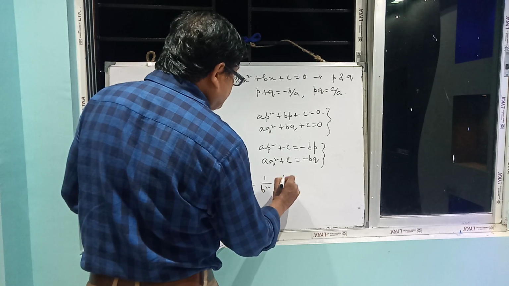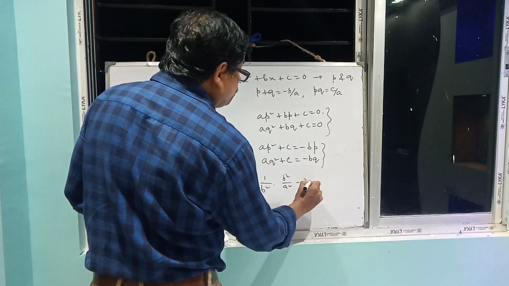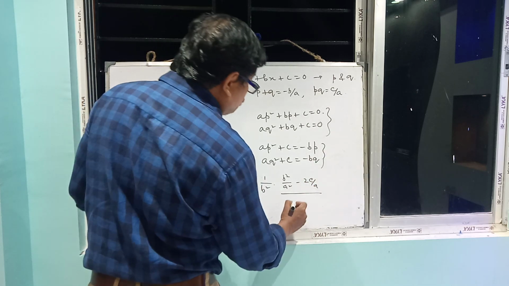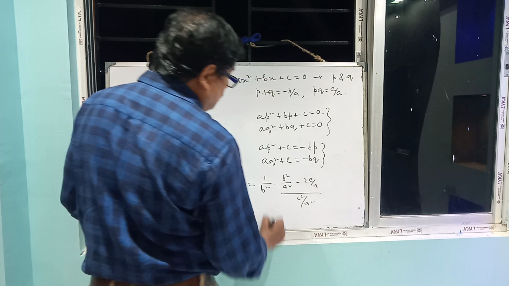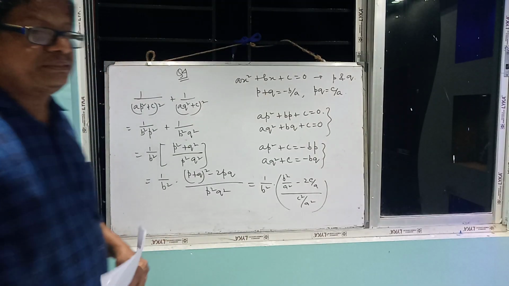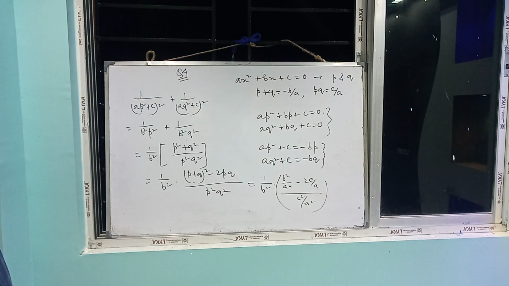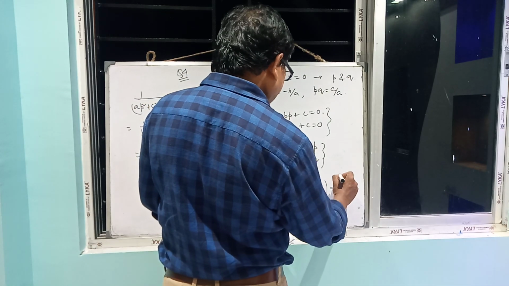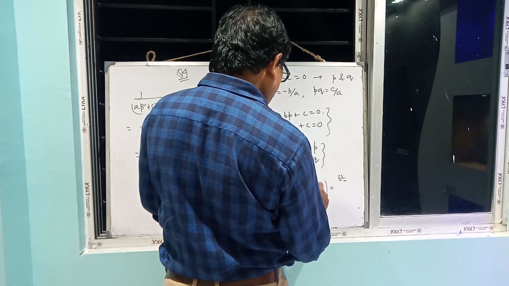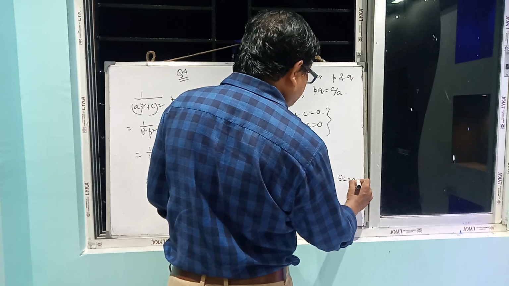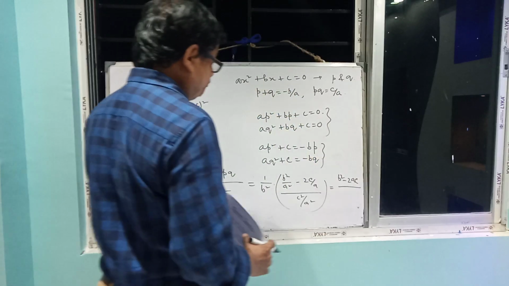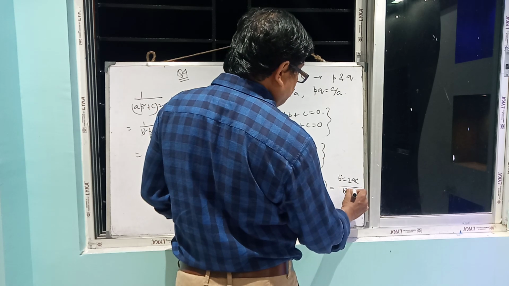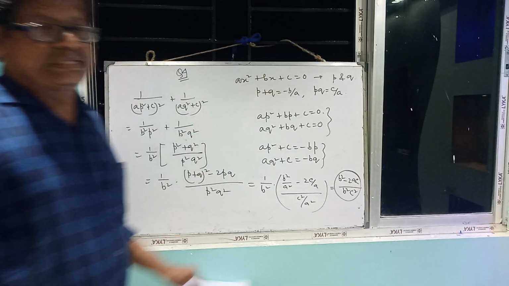So it will be b square by a square minus 2c by a, by p square q square, that is c square by a square. Just simplify, you will get the result. A square cancels, so it will be the same. b square minus 2c by b square c square. b square cancels, so it will be b square c square. This is the answer. Right.